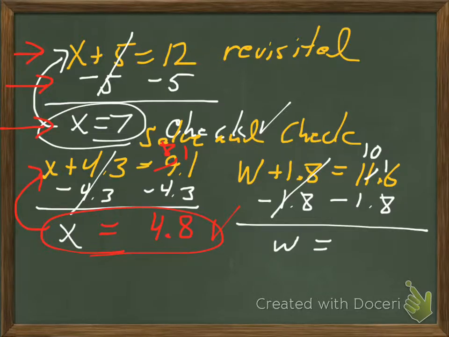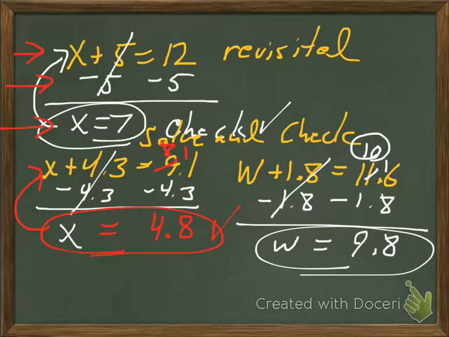And this will be 16 minus 8, which is 8. And I can't take 1 away from 0. But if the 1's right there, I really have 10 minus 1, which is 9. Yeah, Ben's right. So 9.8, and sure enough, if I add 9.8 plus 1.8, I will get 11.6.